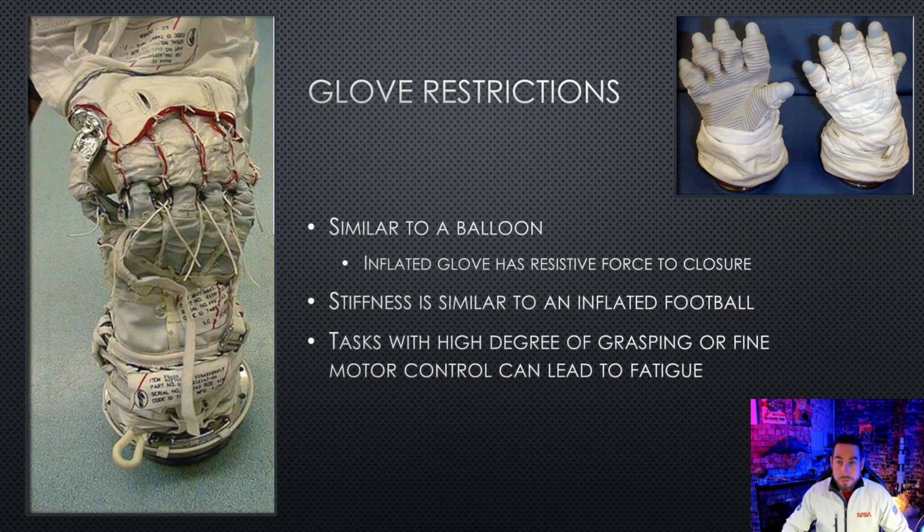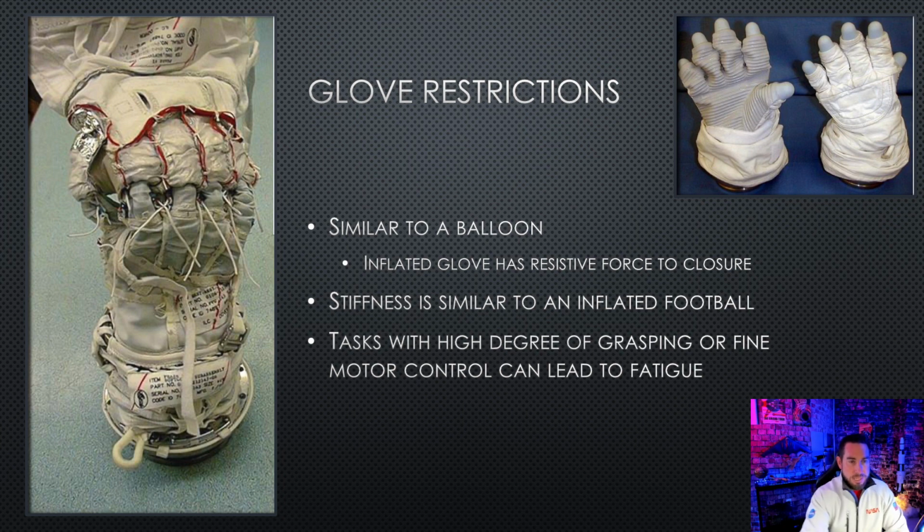The gloves tend to be very restrictive also. They're similar to a balloon when they're inflated. They've got a very significant resistive force, about as stiff as an inflated football. So if you're doing repeated operations with your hands, where you have to open and clench consistently, or screw something in, grasp, or any fine motor control, the hands are going to exhaust very quickly because it's a really difficult force to work against. But the gloves have to be thick because that's the first potential point of failure on the spacesuit.